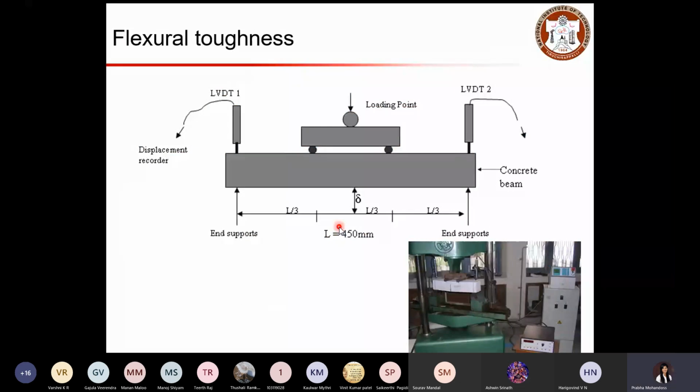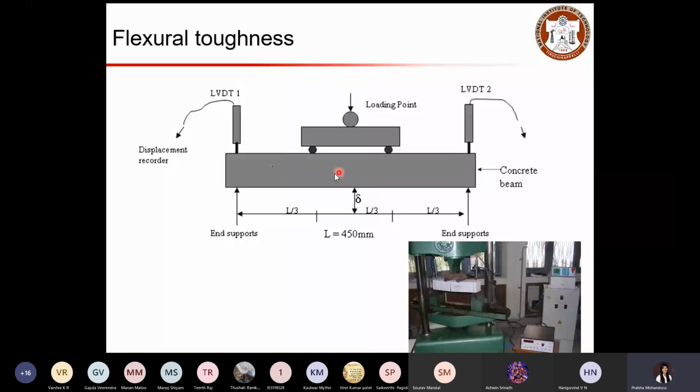So how do we determine the flexural toughness in the laboratory? We basically obtain flexural toughness by doing flexural loading. Flexural loading is nothing but applying load in the transverse direction to the specimen. So you have your concrete beam here, and you are applying load perpendicular to it. That is what we call flexural loading.